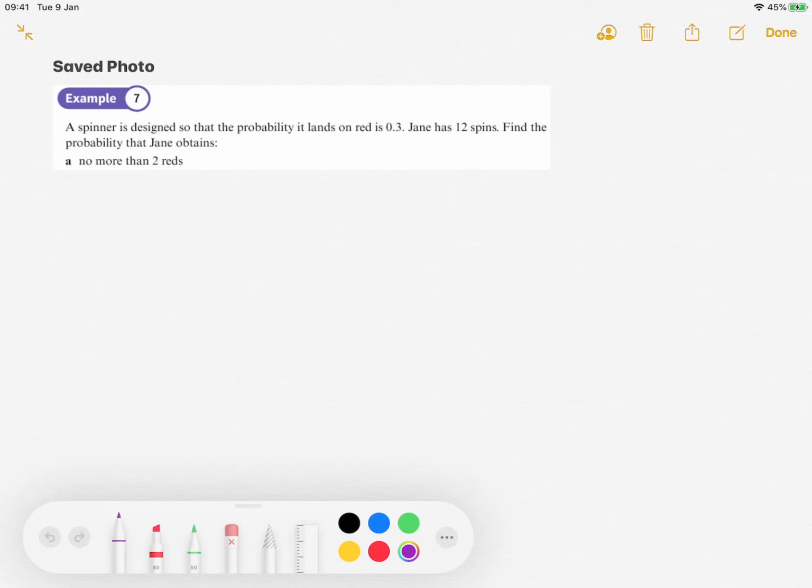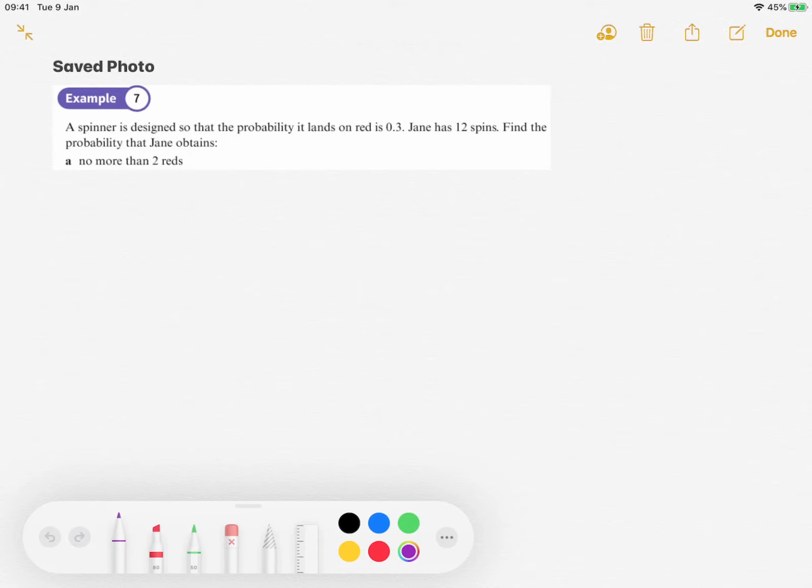Hi, year 12. Today I'm going to continue with binomial cumulative distribution because I got quite a few messages saying that it was tricky, so there's no point moving on if we're not confident on this. So I'd just like to go back to example 7 and explain where the probability comes from.